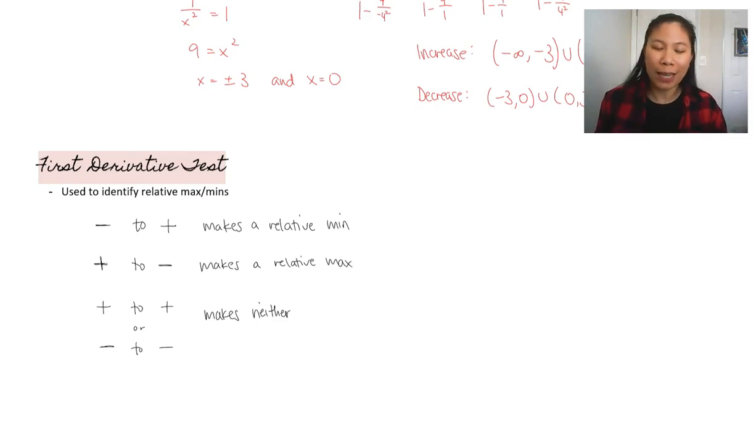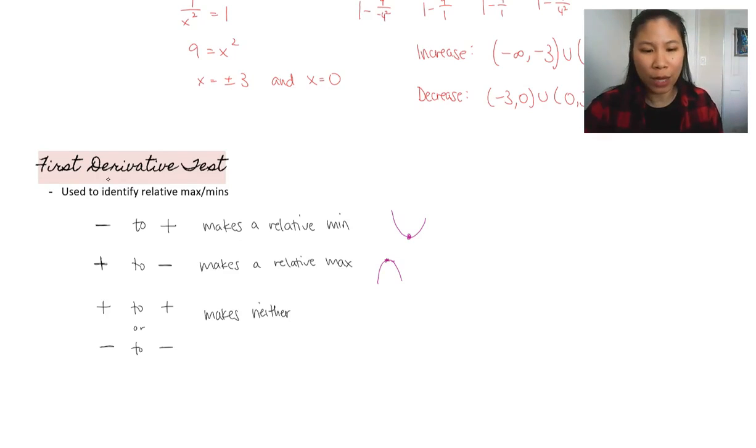So in your number line, if you see going from left to right, a minus to a plus sign, this is going to be a relative minimum at the critical value that's in between. Because if you think about it, you're decreasing because negative, then you're increasing. So whatever point you had in between, that critical point is going to be a minimum. So then the opposite way, if we're increasing first, so a plus sign to a minus sign, so then decreasing, that is going to make a relative maximum.